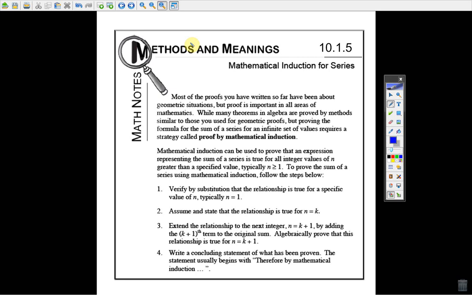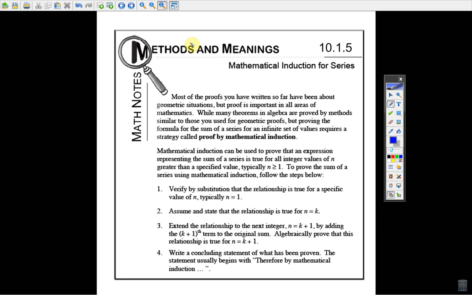Mathematical induction can be used to prove that an expression representing the sum of a series is true for all integer values of n greater than a specified value, typically greater than or equal to n equals 1. To prove the sum of a series using mathematical induction, follow the steps below.